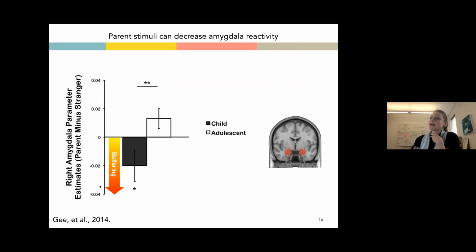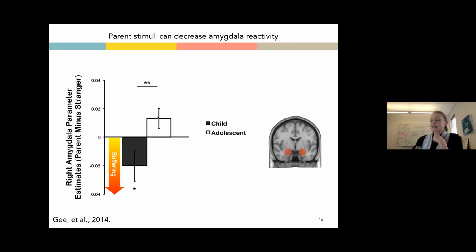And so what you're looking at on this particular graph is the parent-minus-stranger amygdala activity. So any scores below 0 here mean that activity to the parent was lower than reactivity to the stranger. And anything above 0 is the opposite, so higher to the parent. And what's clear is that children in this study, up to 10 years of age, actually showed amygdala buffering when they were looking at pictures of their parent. In other words, their amygdala reactivity was decreased when looking at a parent relative to when looking at a stranger.